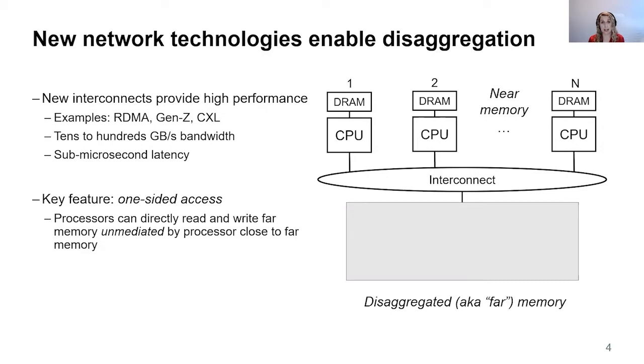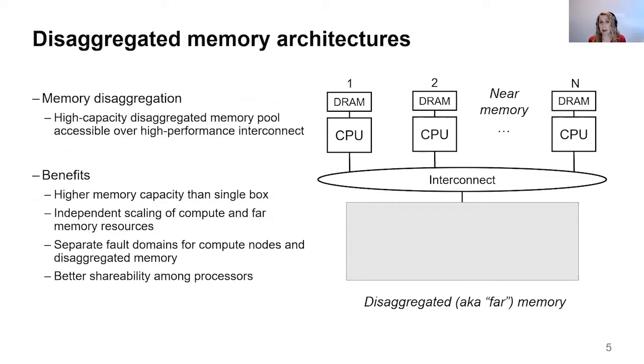So that's great. Another key feature here is the ability to do one-sided accesses. In particular, that means that a processor can directly read or write the memory without needing to have a processor be involved on the far side across the network. So this constellation of features really allows us to think outside the box, both literally and figuratively, and to think about designing systems that disaggregate memory.